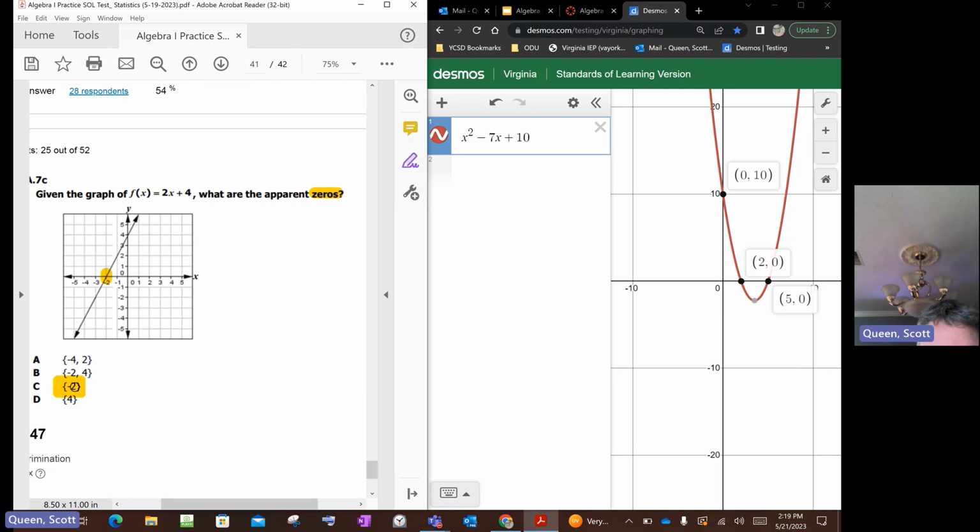Do I see it? Yes. I also see it here. But 4 is way over here, and 4 is up here on the y-axis. That's not a 0. So that doesn't count. The answer is C. You just need to know what zeros means.